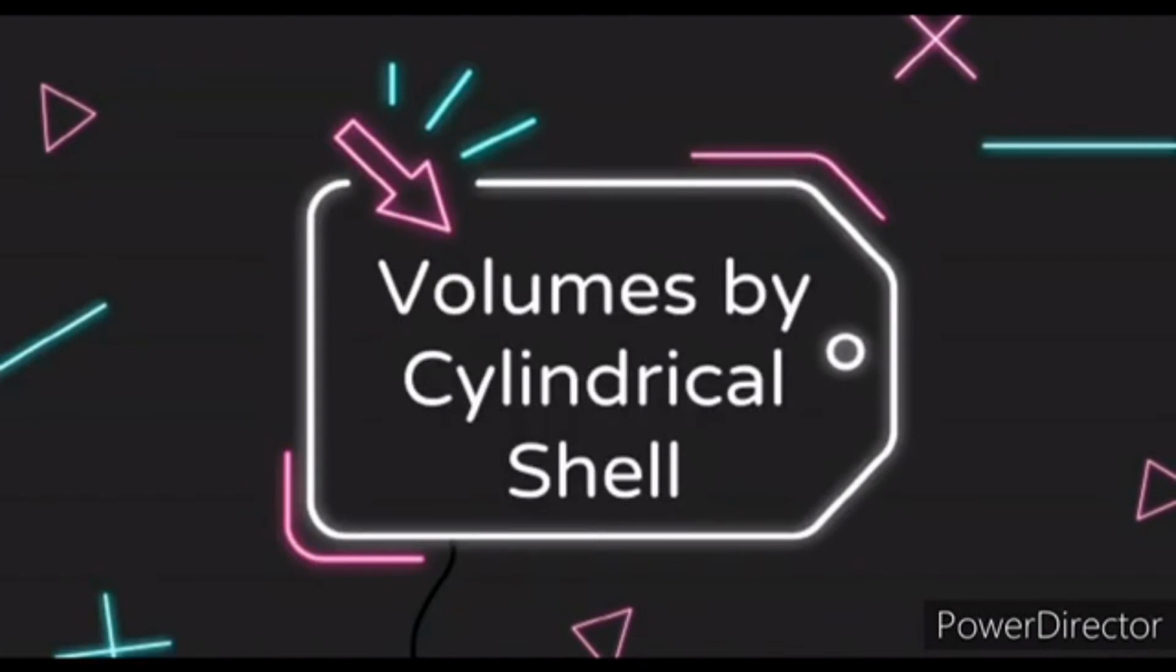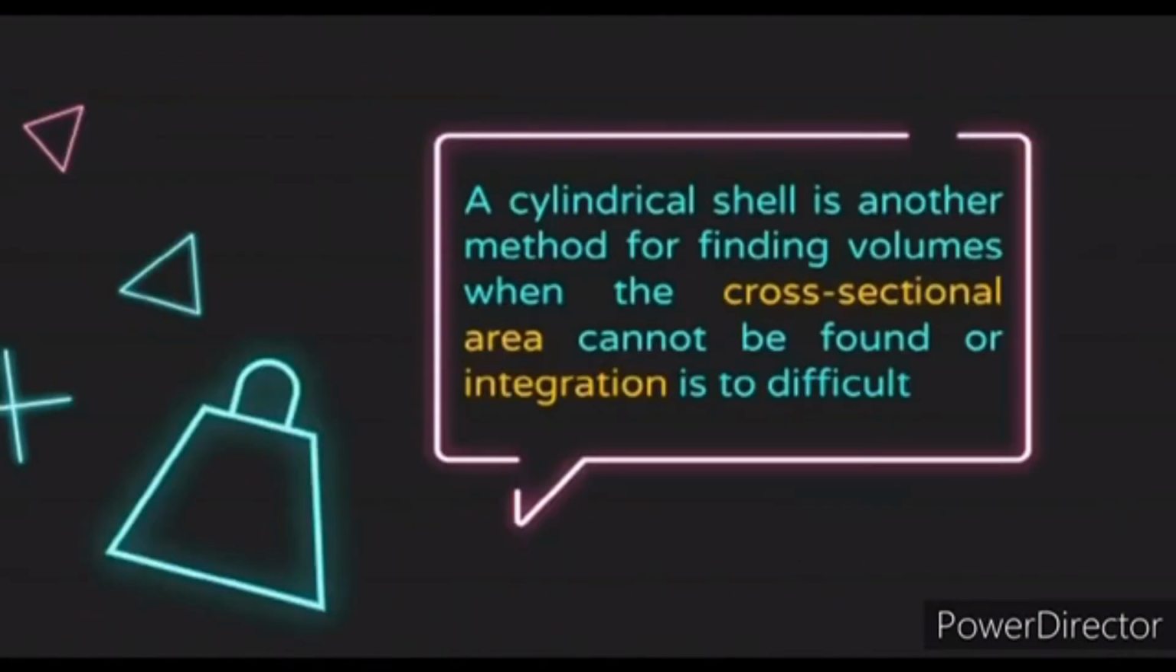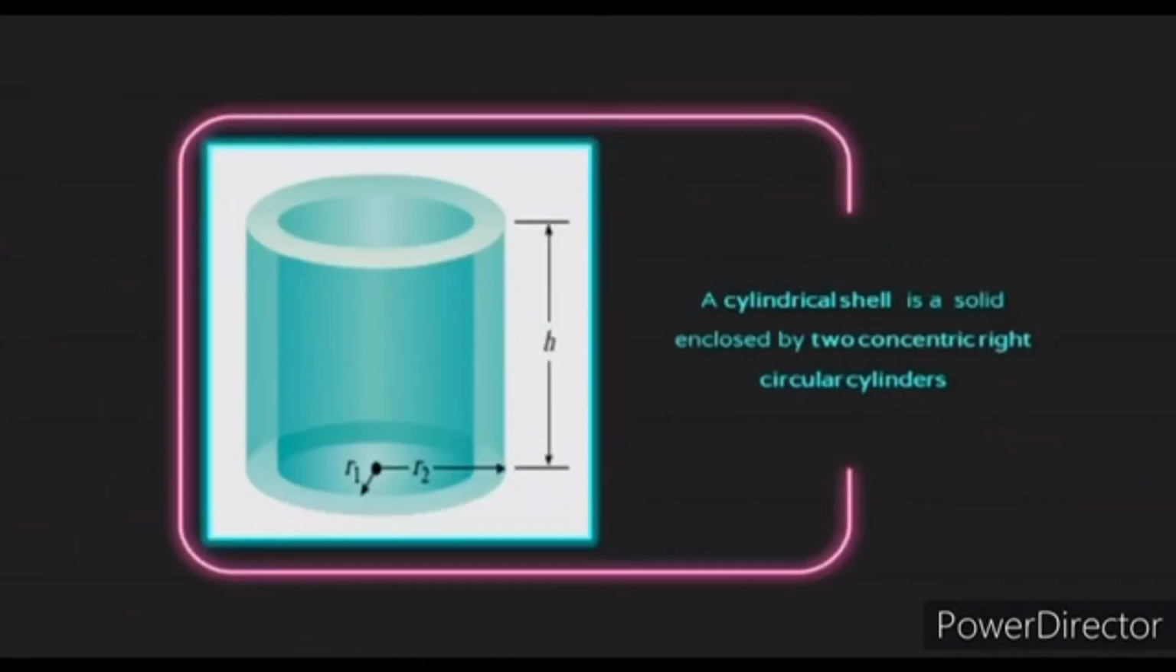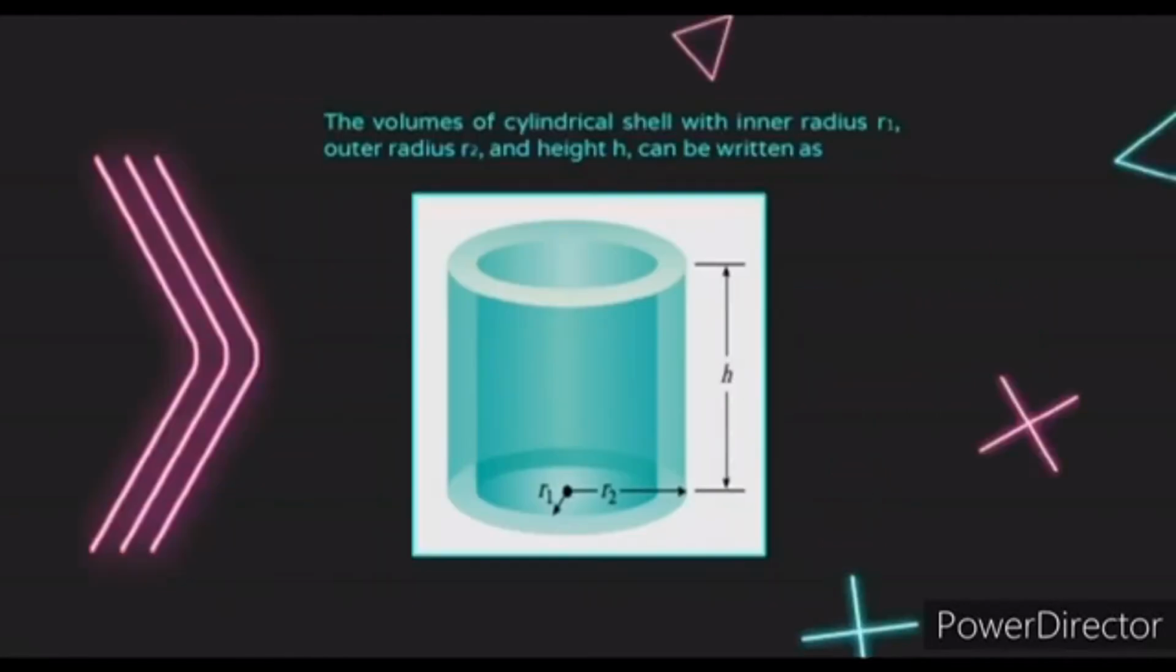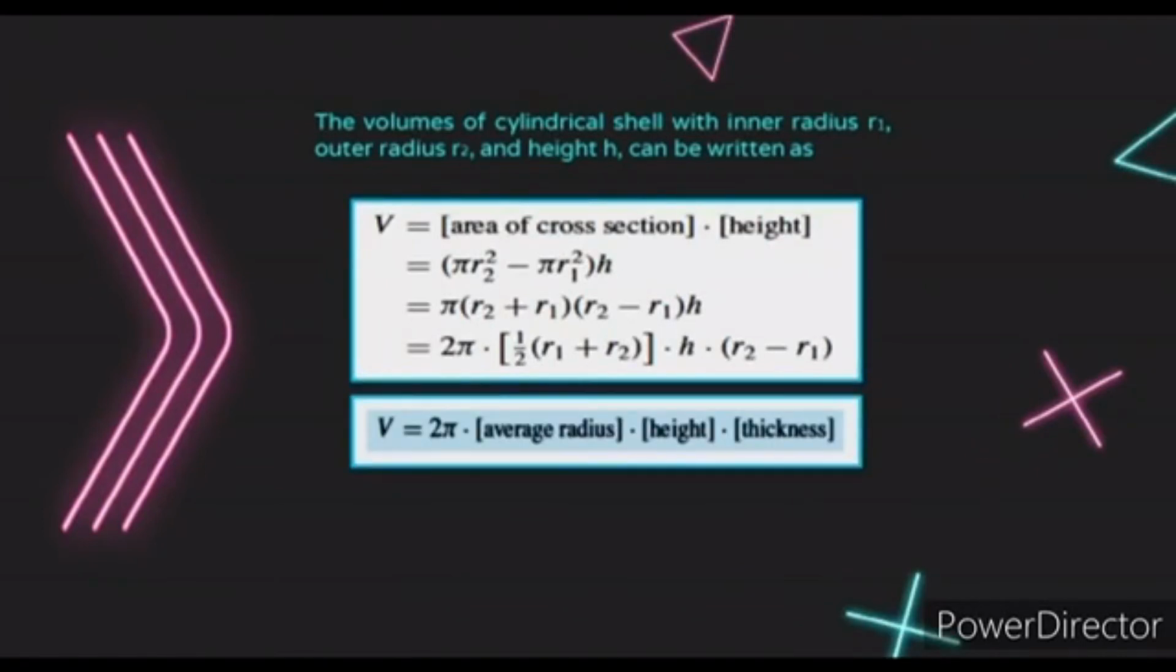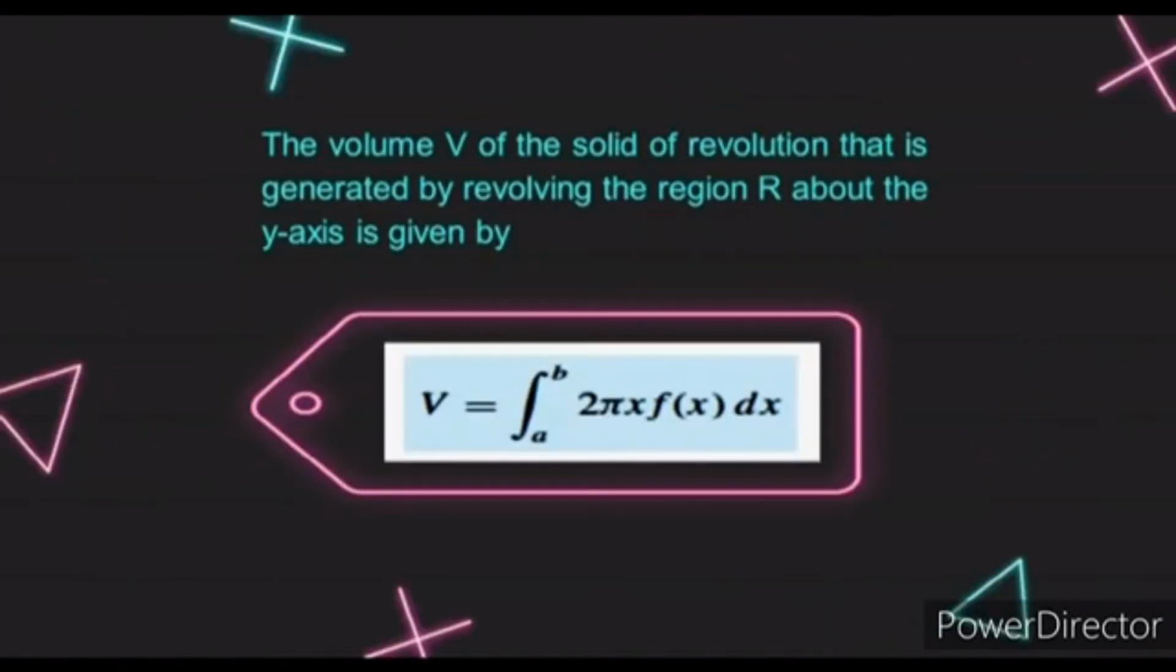Next is volumes by cylindrical shell. We use the cylindrical shell method when the cross-sectional area cannot be found or integration is too difficult. We must note that a cylindrical shell is a solid enclosed by two concentric right circular cylinders. The volume of a cylindrical shell with inner radius R1, outer radius R2, and height h can be written as 2 pi times shell radius times shell height. Now, let's take a look at the example.